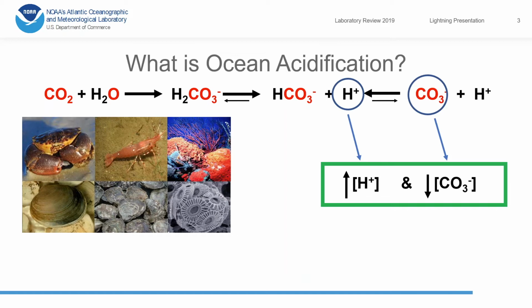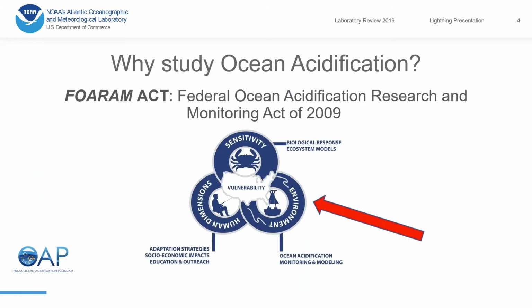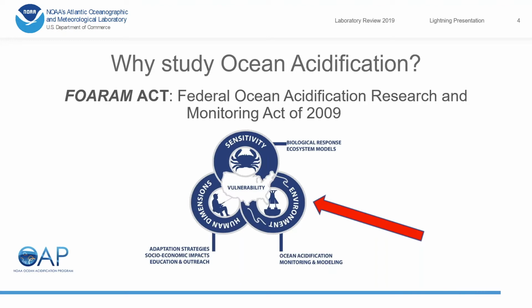So in order to assess the vulnerability of the US to the impacts of ocean acidification, Congress passed the FOARAM Act that dictates that NOAA monitor ocean acidification. And the Ocean Acidification Program was created to address the needs of the FOARAM Act. Now, OAP calls for a three-pronged approach to study the vulnerability, but I'm going to focus here on the environmental component. I have to say that AOML is a major contributor to the NOAA OA research plan that's now up for public review and will be released in the next few weeks.